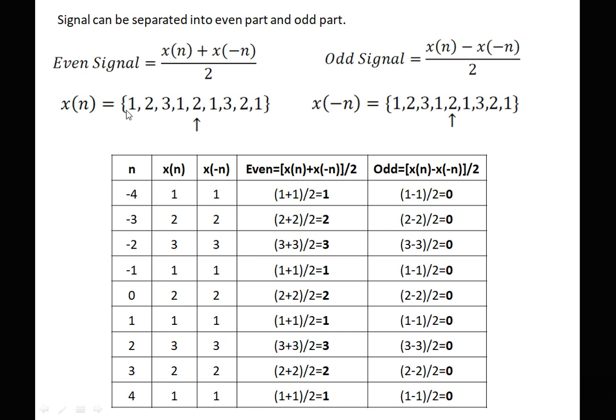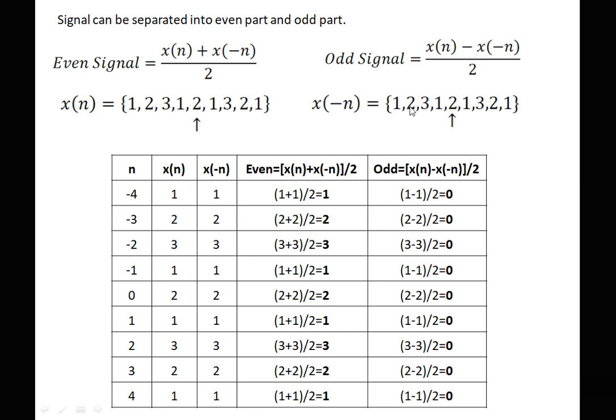X of n is 1, 2, 3, 1, 2, 1, 3, 2, 1. This is the center location at 0th. The signal varies from minus 4 to 4. To calculate the even and odd parts, we require x of n as well as x of minus n. Now x of minus n is nothing but the mirrored image. Whatever the positive part is shifted to the negative and the negative part is shifted to the positive. That is nothing but the mirrored signal.